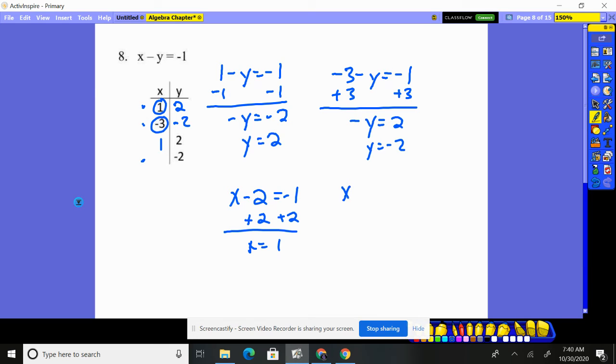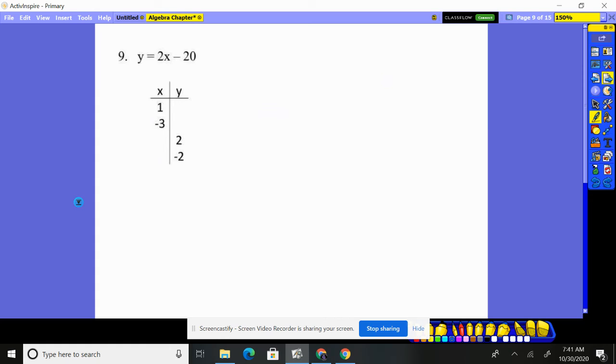Let's double check ourselves. X minus the y, which is -2, equaling -1. This minus a negative changes to a plus. So now how am I going to get rid of that plus 2? I'm going to subtract 2 from both sides. And x is -3. So yes, we're pretty sure we did all those problems correctly because the answers match. That was just by chance. I had no idea that was going to happen.